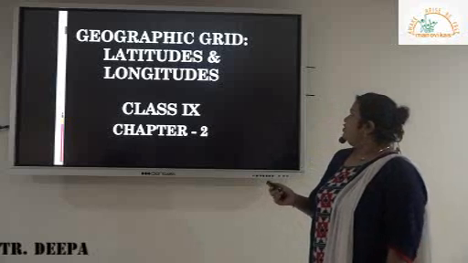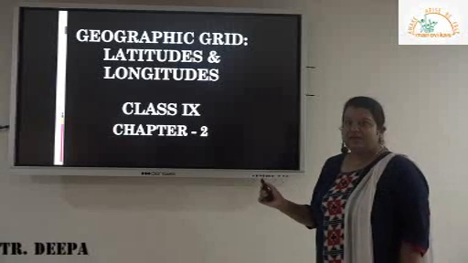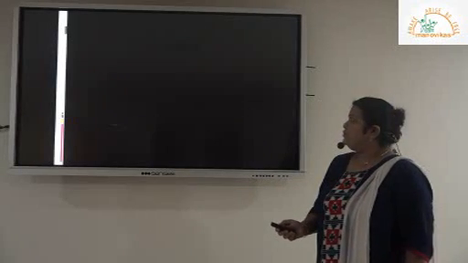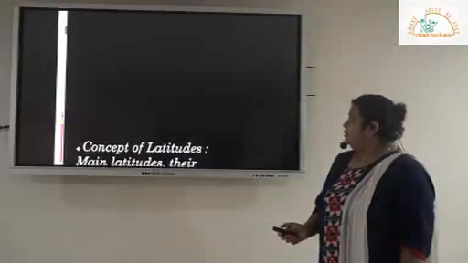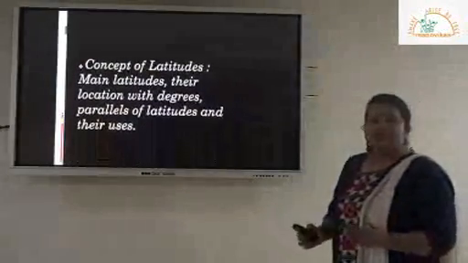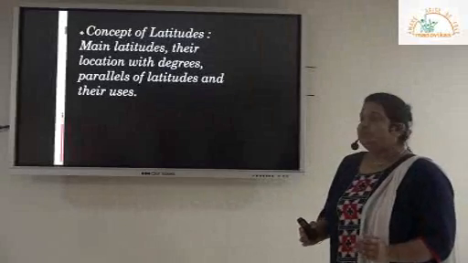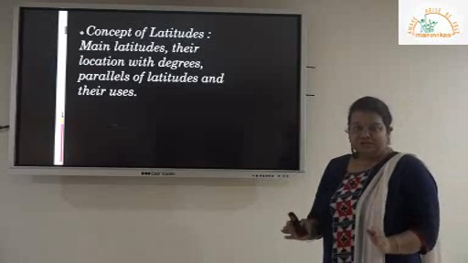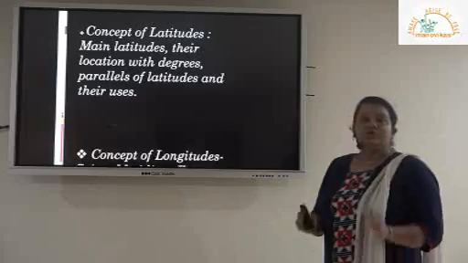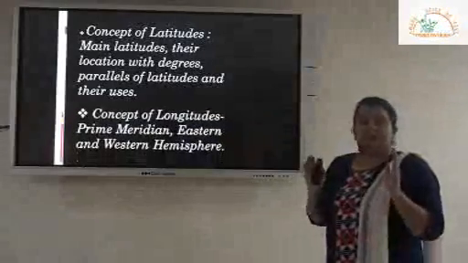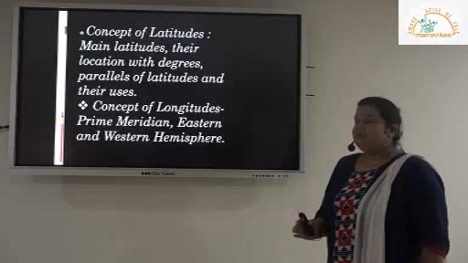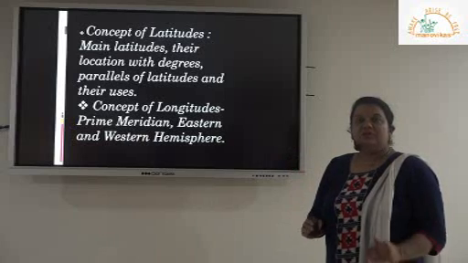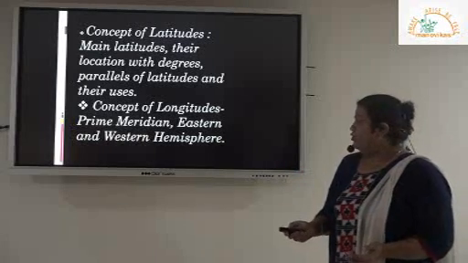Today we are going to understand Geographic Grid: Latitudes and Longitudes, Standard 9 Chapter 2. So we'll focus on the concepts of latitudes and longitudes. Depending on the latitudes, we'll be understanding the total number of latitudes, important parallels of latitudes, heat zones, its characteristics and uses. Similarly, we'll focus on the concept of longitudes, the total number of longitudes, prime meridian, international date line, western hemisphere, eastern hemisphere, geographic grid, and what is its importance.